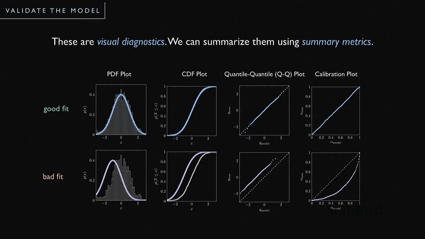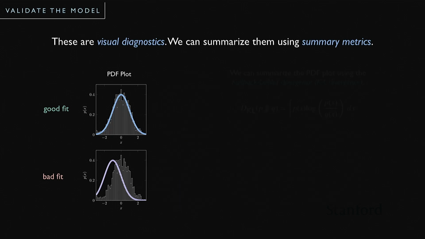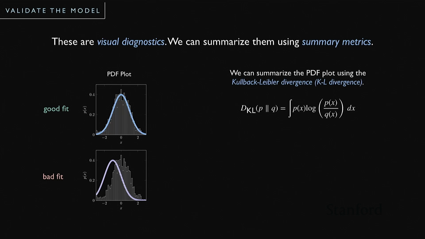Okay. So those are visual diagnostics. Sometimes we just want to write down a number of how good we're doing. And so we can do that using some summary metrics. One summary metric for the PDF plot, or the probability density plot, is the KL divergence. So maybe you've heard of this before. It gives us a measure of how close two PDFs are to one another. And so the good fit will have a low KL divergence, and the bad fit will have a much higher KL divergence.